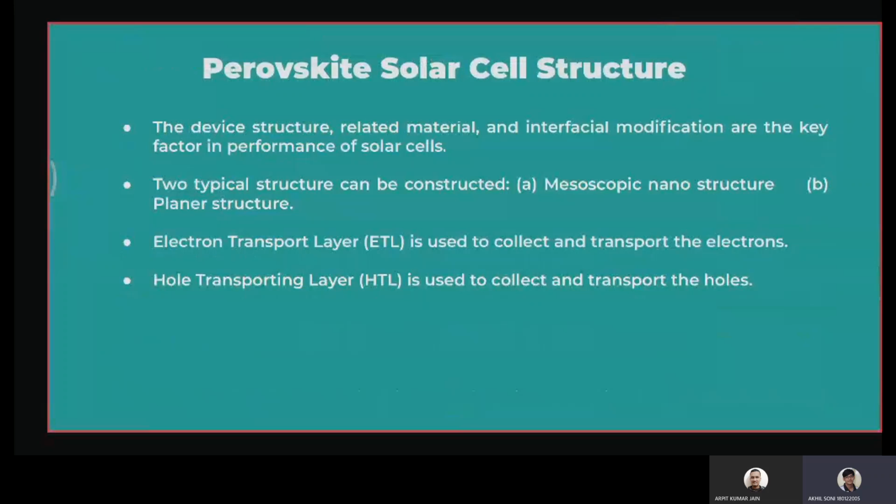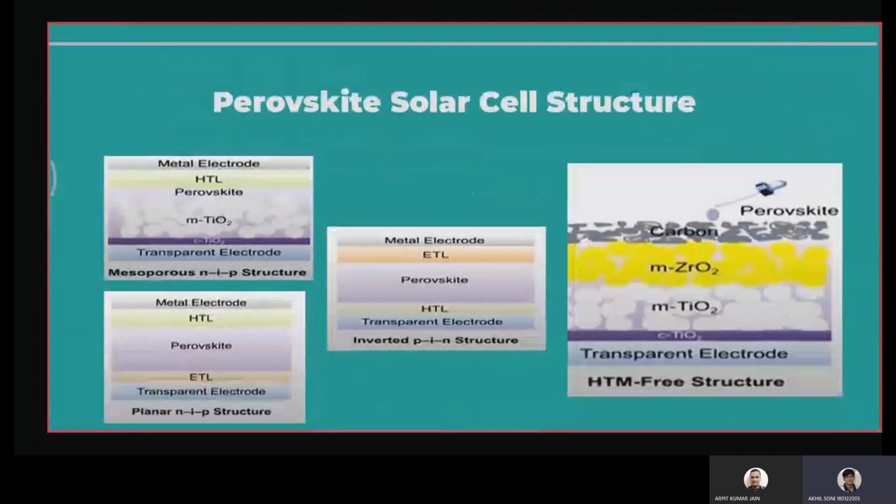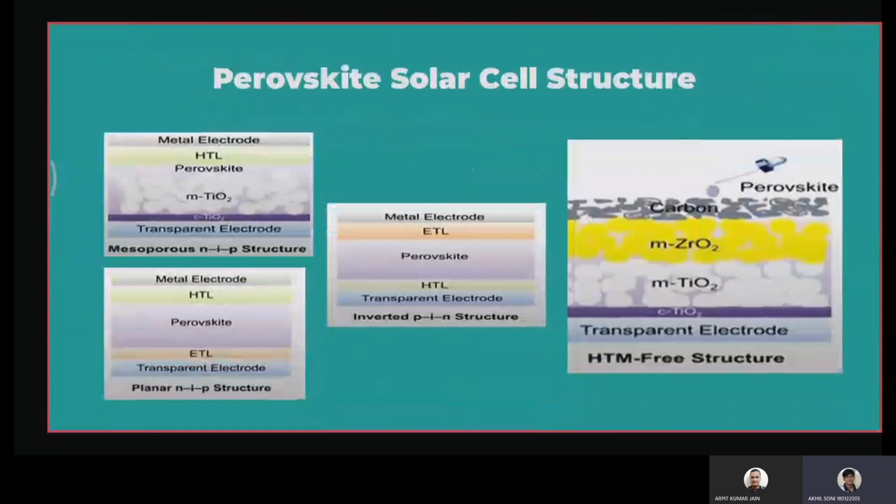Now I will discuss different types of solar cell structure. One is the mesoscopic NIP structure. Here, from the bottom, we have a transparent electrode, and then the ETL, which is compact TiO2 (cTiO2), then mTiO2, which is mesoporous TiO2. That is called the mesoporous NIP structure. Then we have the HTL, then the metal electrode. The second type of mesoscopic nanostructure is the HTM-free structure.